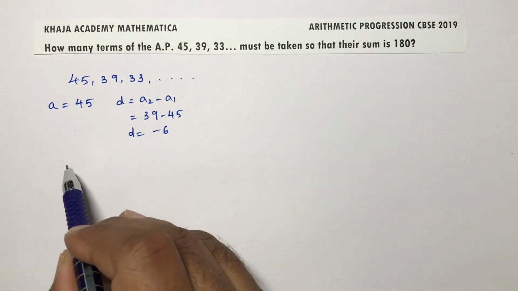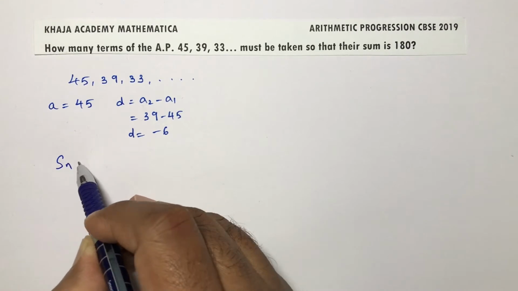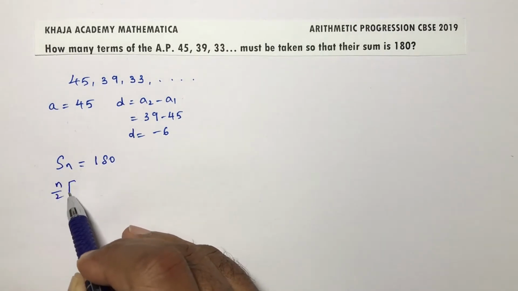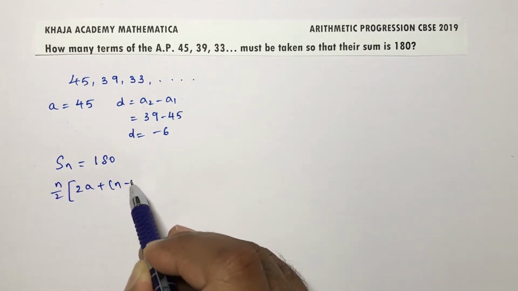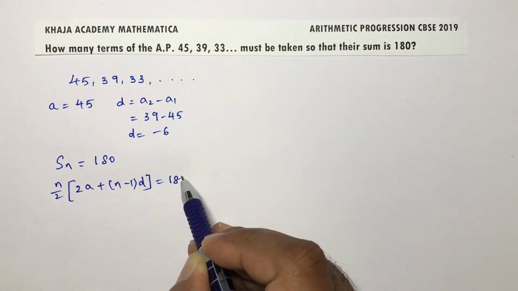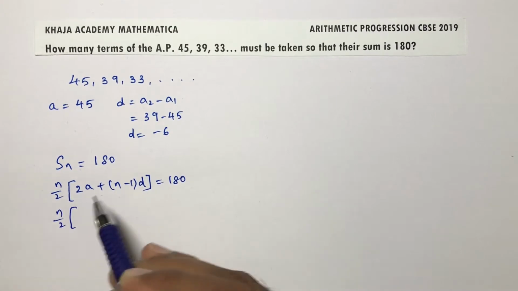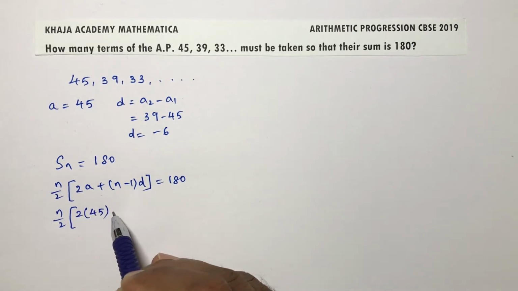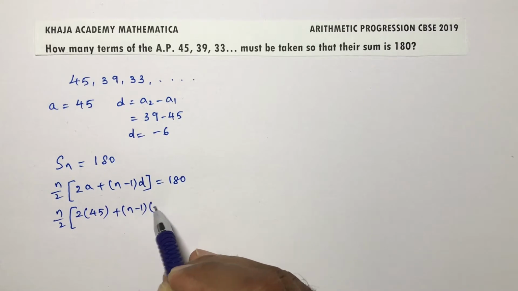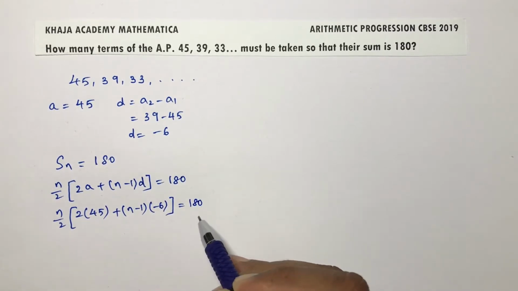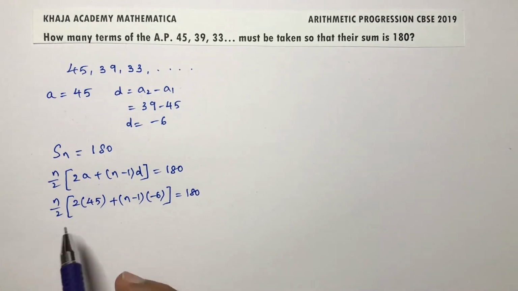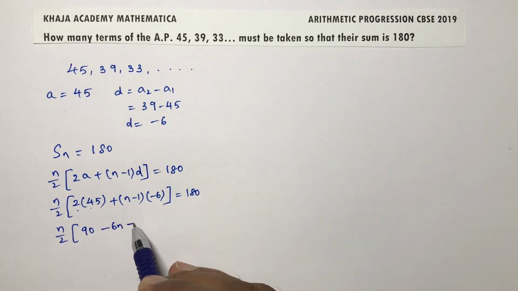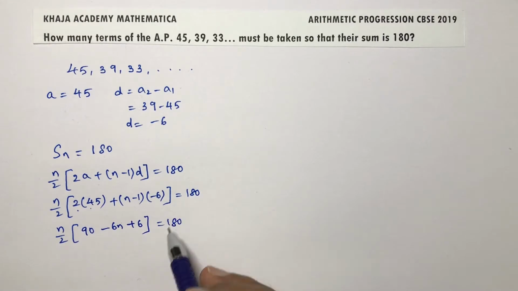So clearly they are telling the sum of n terms is 180. The sum of n terms formula is n by 2 into 2a plus n minus 1 into d, which is 180. We need to find the number of terms, n. So 2a, a is 45, plus n minus 1 into d, d is minus 6, equals 180. Now n by 2 into 2 into 45, 90, minus 6n, minus into minus, plus 6, equals 180.